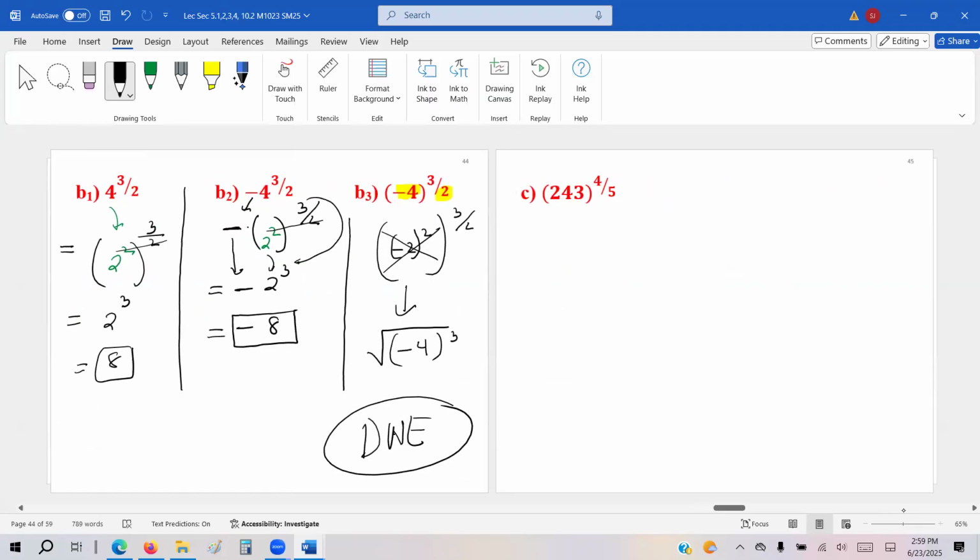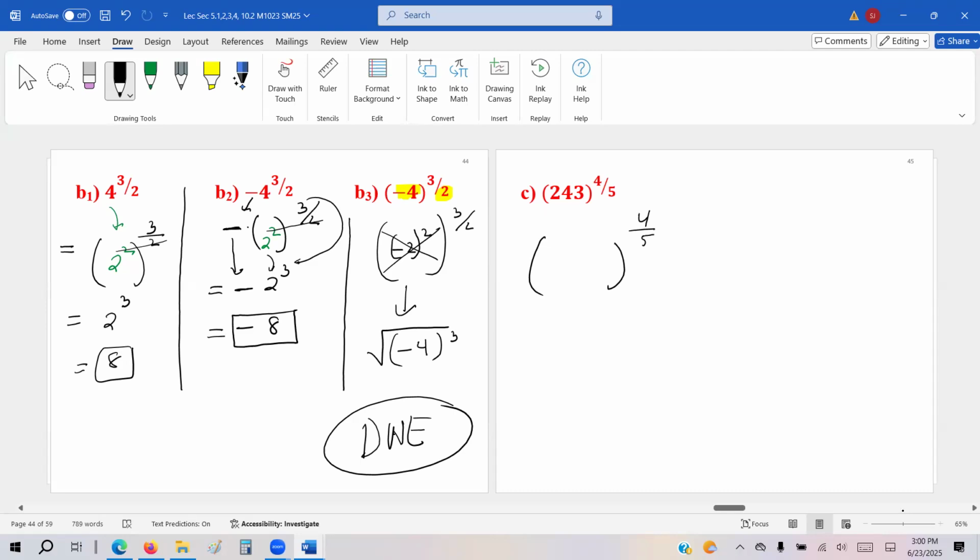Okay, so negative, positive, no more negative, positive. Now we're doing something only positive. It's a big number: 243 to the power 4/5. So let's keep our 4/5 and rewrite that big number.